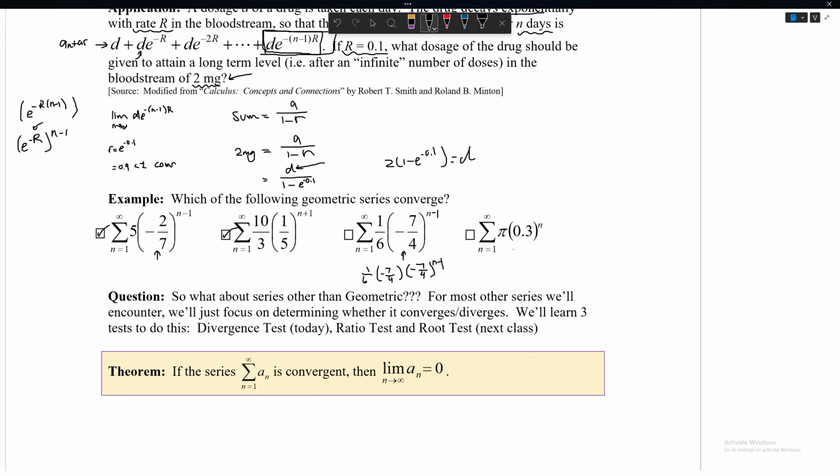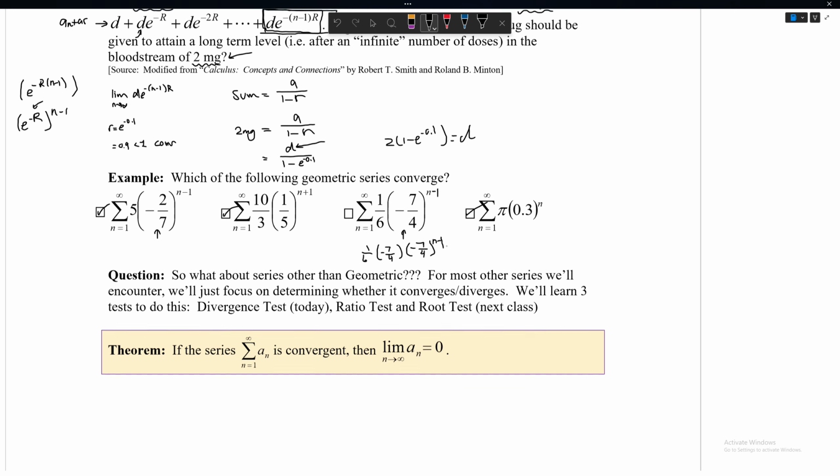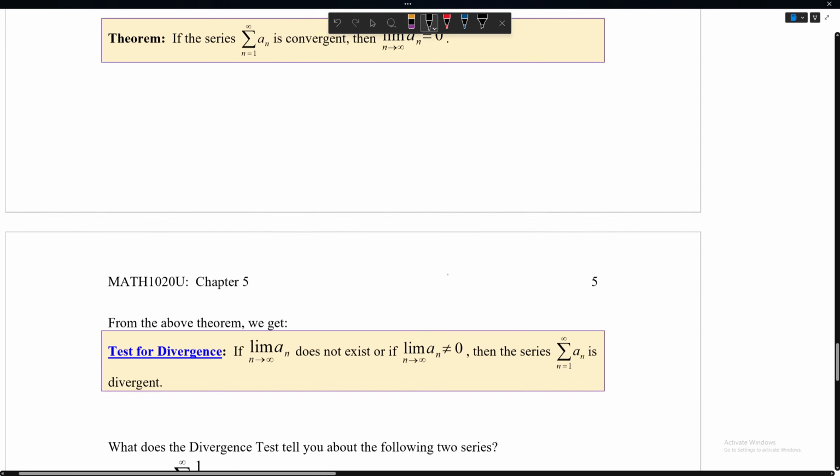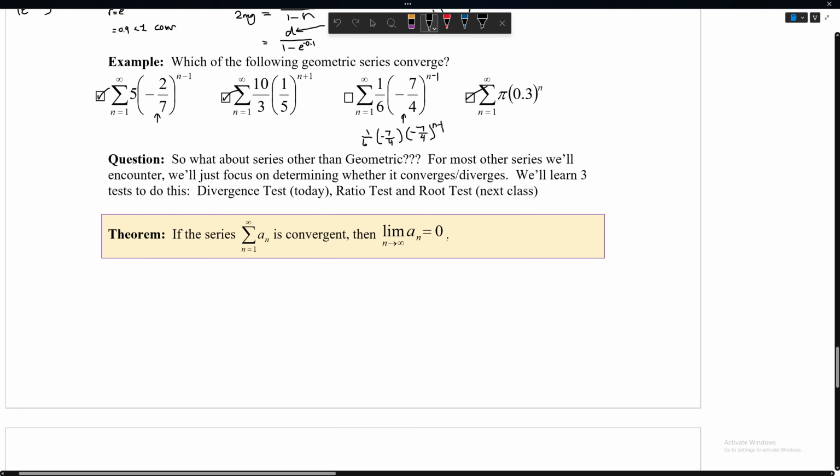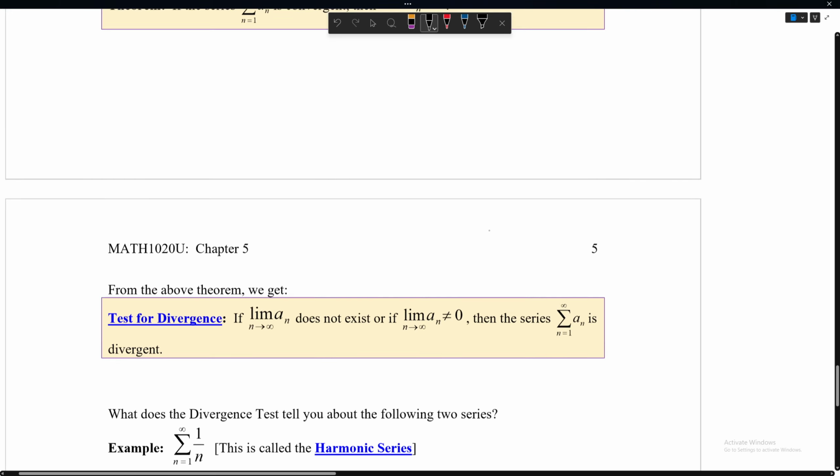Now here, how can you solve this and find your r? We have 0.3 to the n. Same thing. Take 0.3 out. You'll get 0.3 to the n minus 1. And so this converges because 0.3 is less than 1. Okay, we have one more page left. I'm not going to go over this theorem because we're going to cover it right here.